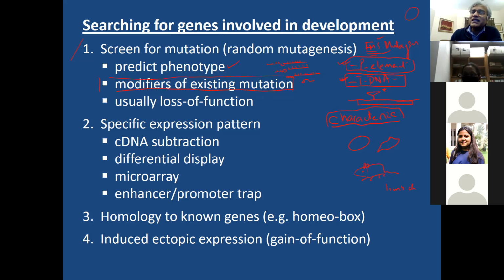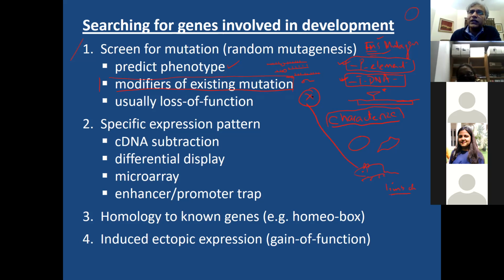You can use this mutant and then look for suppressors or enhancers of this particular mutation. And we call them modifiers of the existing mutation. That will tell you the gene X in the mouse, which is involved in limb development. Mutation of X causes limb development defects.